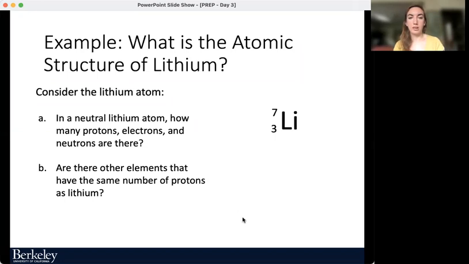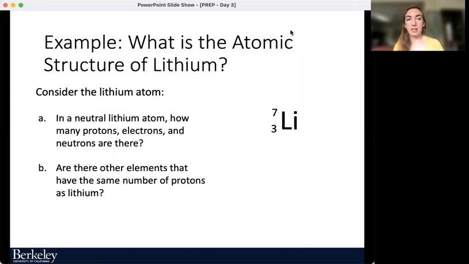Okay, thank you all for answering. I'm going to end the poll and show the results. About 85% of you think that there are 3 protons, 3 electrons, and 4 neutrons. So that's awesome. That's right. If you were confused, I'm going to go over it in a second, and I'll give you a little more practice too. But about 85% of you got it right. And yeah, I'll go over that in a minute.